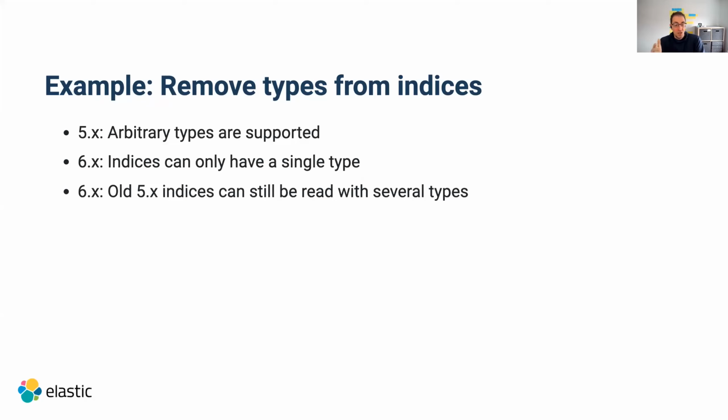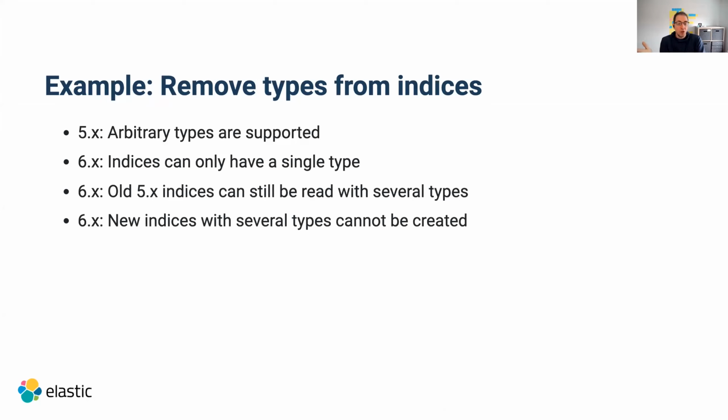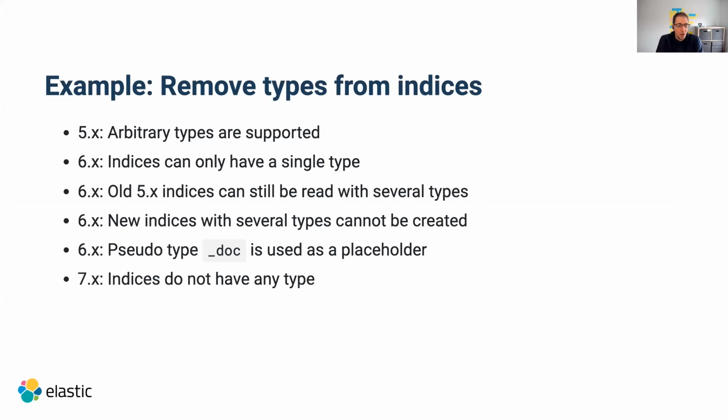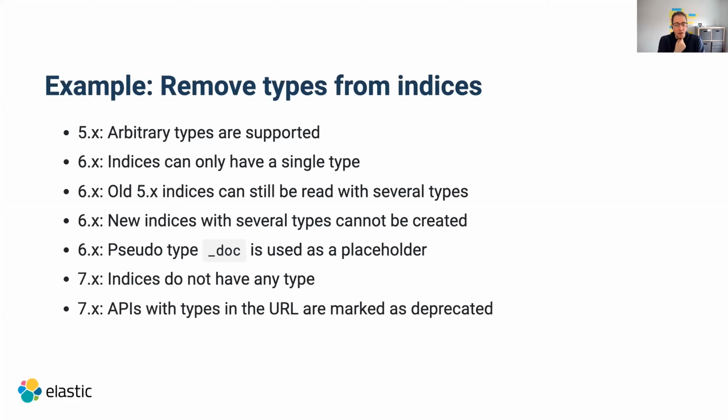And in Elasticsearch 6, we still needed to be able to read the old 5.x indices, right? Because it's only one major version behind. We added a limitation that new indices with several types could not be created. So whenever there was an index that already had a type, a new type could not be added. And we also added a pseudo type, if you want, to basically keep the URL stable, where you had to specify a type in the URL. So you had some sort of placeholder. So in Elasticsearch 7, those indices do not have any type at all, but you still have the URLs which contain this pseudo type. Part of those APIs are now marked as deprecated, so users tend to switch when the next major version of Elasticsearch comes. And only in Elasticsearch 8, we can basically remove these types.